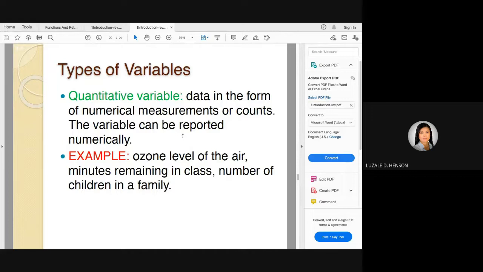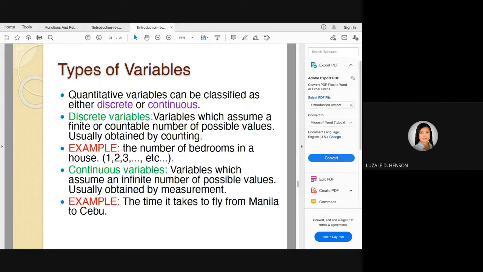Let's say height, weight. You can add up the height and get the average. Number of children in a family. You count. So these are numbers. Kaya quantitative, numbers yan. May mga thesis tayo na quantitative yung approach. No? And then types of variables pa rin, extend natin yon under quantitative. Meron tayong discrete variables at meron tayong continuous.